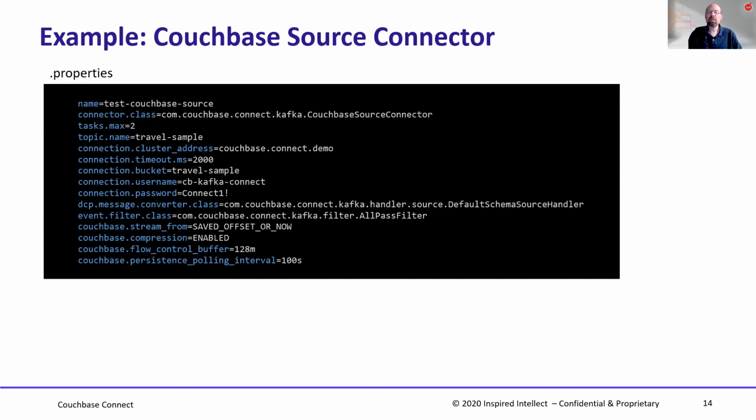Connection: all the connection properties define how to authenticate and connect to Couchbase and which bucket to source from. The dcp.message.converter class determines the structure and contents of the message. I only mention that here because we'll come back to that later, as this largely depends on the needs of your pipeline and what you want your messages to look like. The stream from property determines from what point in time to begin sending messages. In this case, the setting of saved offset or now means that when I run the connector, it will begin where it left off if it had been previously running and saved an offset. Otherwise, it will just begin from right now.